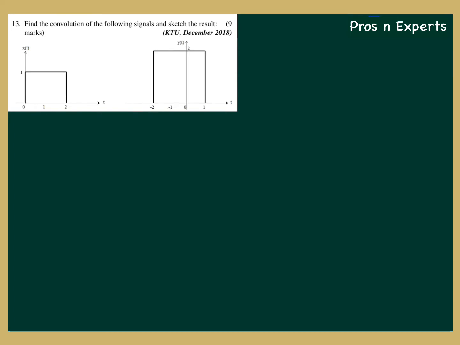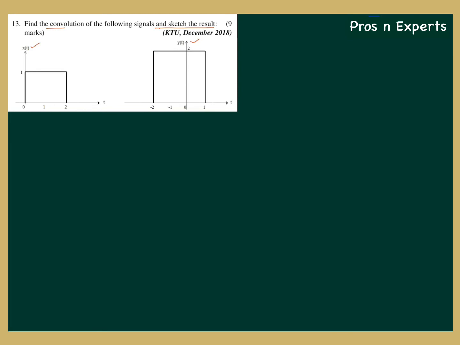Okay, let's start with the next question. Find the convolution of the following signals and sketch the result. The question asks to find the convolution as well as to sketch the result. So we have given x of t and y of t.